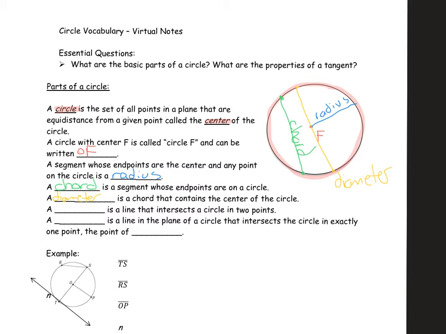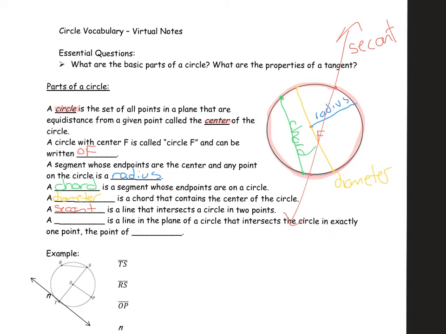A line that intersects the circle in 2 points is called a secant. S-E-C-A-N-T. So that's just a line that cuts through your circle in 2 points. That is a secant.